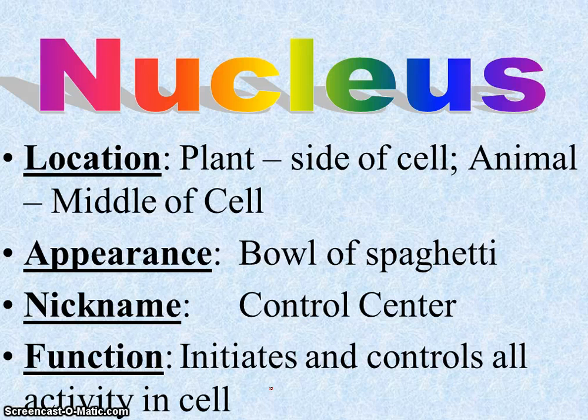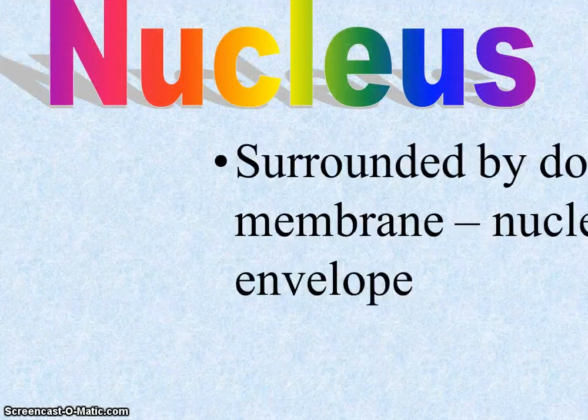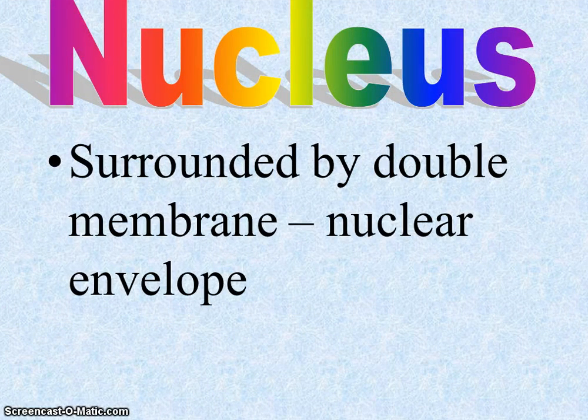We call the nucleus the control center because it initiates and controls everything about the cell. It holds the cell's DNA. It has all of the instructions to do everything that the cell needs to do. Some other things about the nucleus is that it does have a double membrane. We call that a nuclear envelope. So that is going to help surround the genetic material, keep it all together, and it's going to have the cytoplasm line up right next to it.